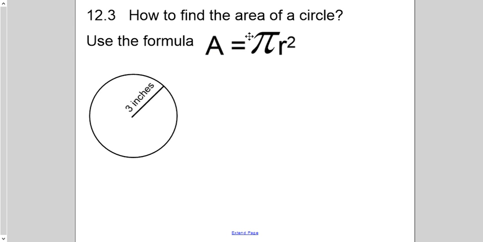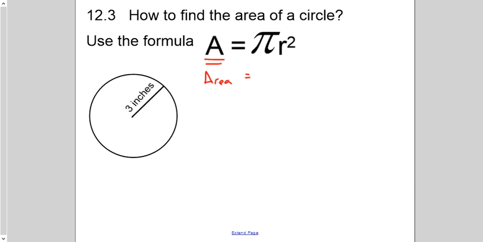A is going to stand for the area, okay? Pi, when you're doing this by hand, will be 3.14. Sometimes the problems tell you to use pi as 3.14, and if they tell you to do it, use it. If not, and you've got a calculator, hit pi on your calculator.